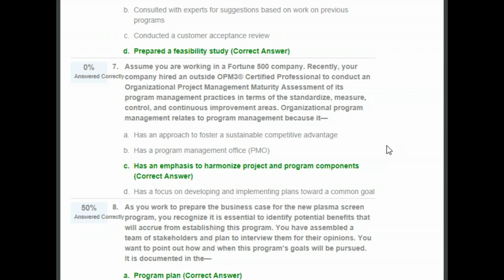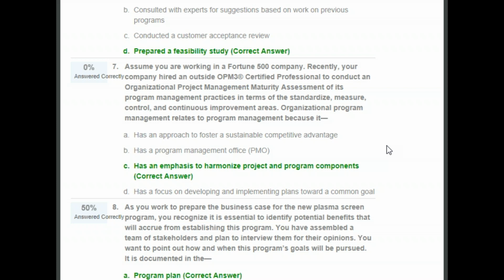Organizational project management relates to program management because it has an approach to foster a sustainable competitive advantage, has a program management office, has an emphasis to harmonize project and program components, has a focus on developing and implementing plans toward a common goal. Okay, so basically C is the correct answer.